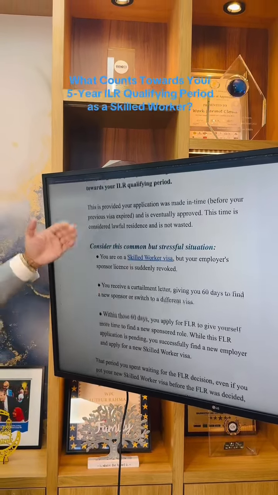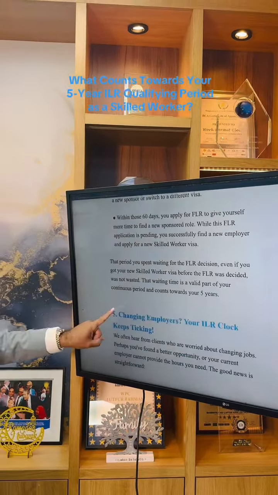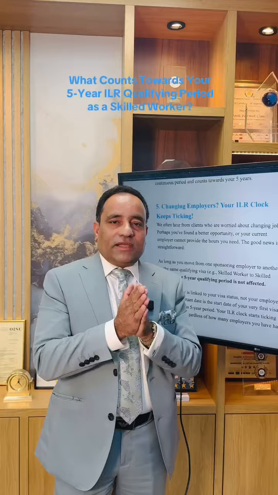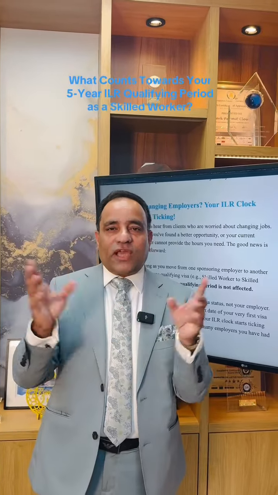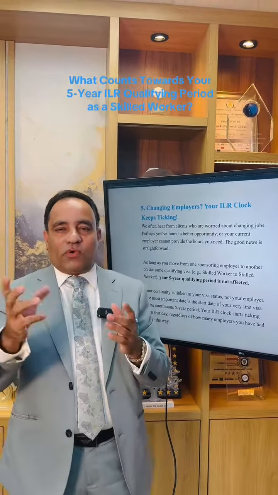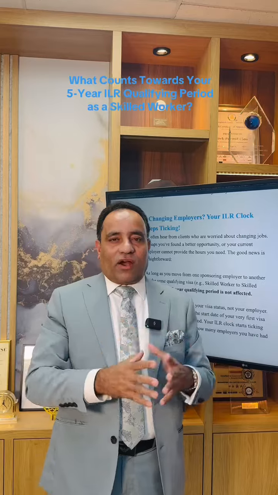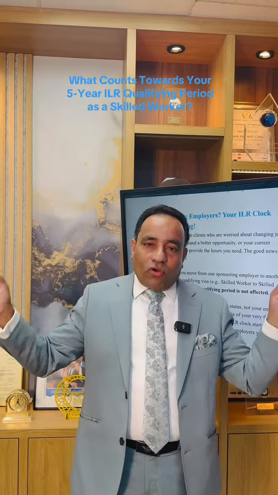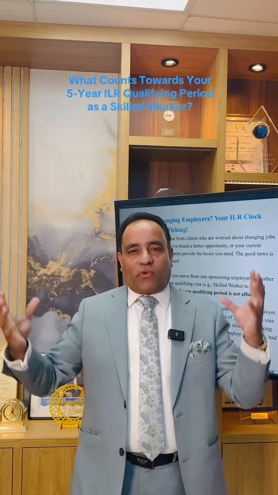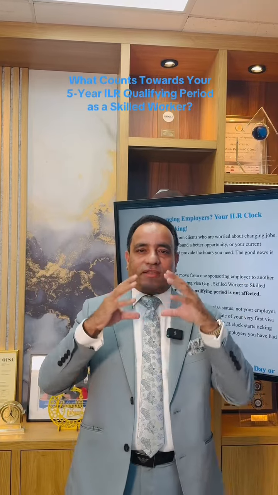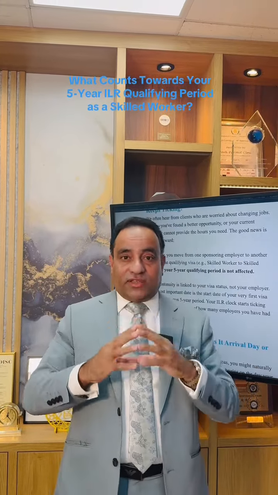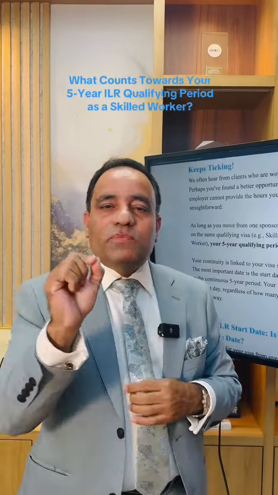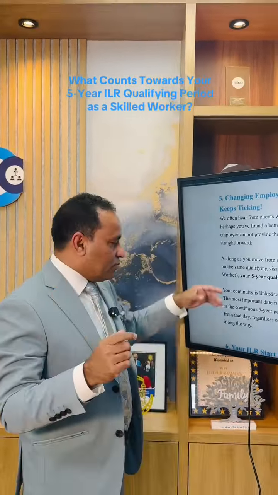Then another one, besides the 60 days I explained already, is changing employer. Imagine you came as a skilled worker and you change employer 3 times, 4 times. Maybe one employer didn't give you enough hours, or you didn't like the employer, so you chose another. Even if you had 3 or 4 employers, when you reach your 5 years continuous residence in this country as a skilled worker, regardless of the employer, you will be eligible for ILR. That's the most important part.